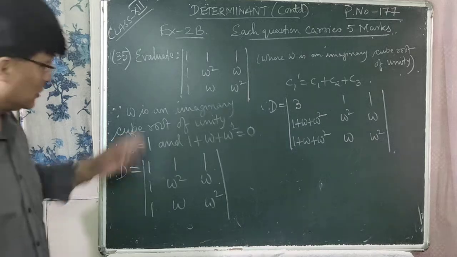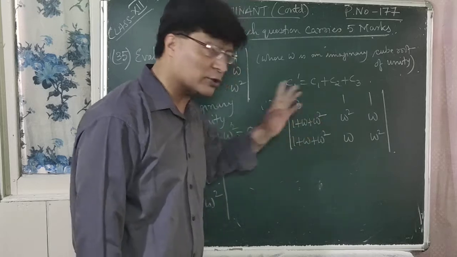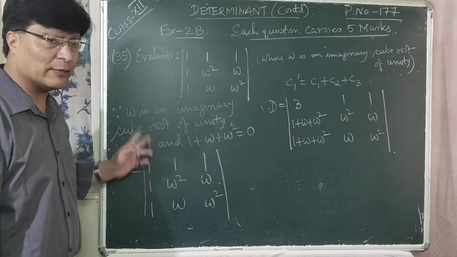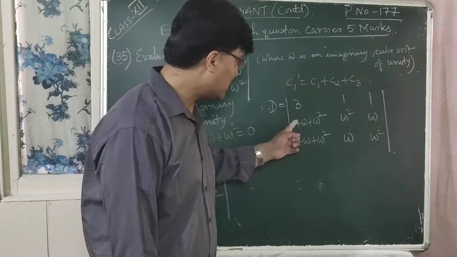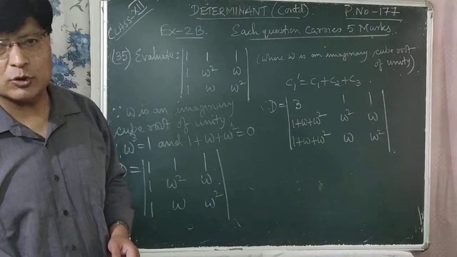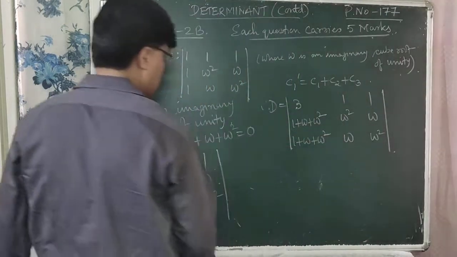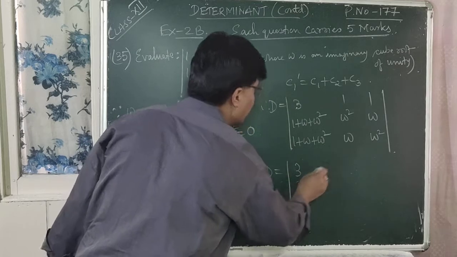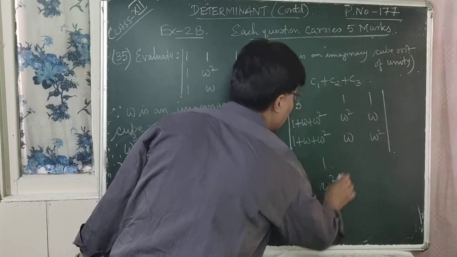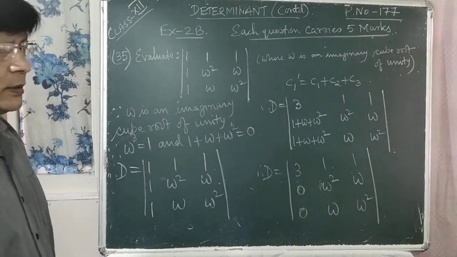Is it clear to all of you? So you can copy it. And instead of 1 plus omega square, what do you write? You write 0 instead of 1 plus omega square. Because if omega is an imaginary cube root of unity, omega cube is equal to 1 and 1 plus omega square is equal to 0. So write 0 instead of 1 plus omega square. Okay? So write it. Therefore D is equal to 3, 0, 0; 1, omega square, omega; 1, omega, omega square. Is that clear?